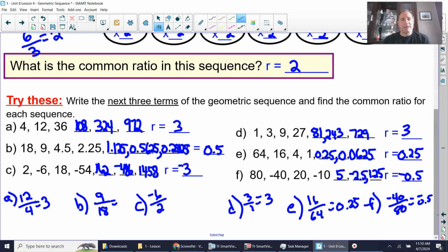All right, just remember, take the second number and divide it by the first to get the common ratio if you can't tell right off the bat. Like a number like A is pretty easy to look at. It's 4 to 12, and obviously it's 3. But something like 64 to 16, you might have to take 16 divided by 64, like I did down here, to get 0.25 as the common ratio.